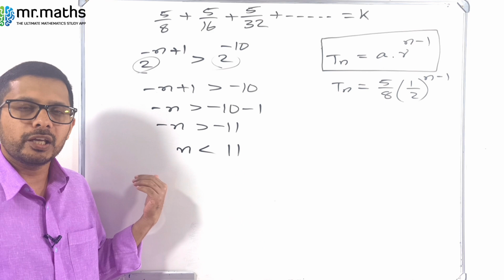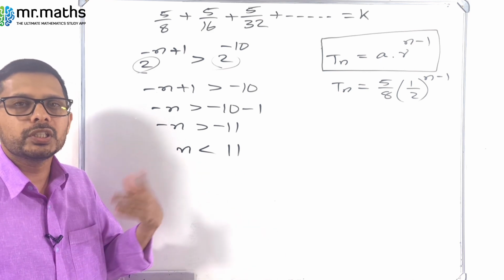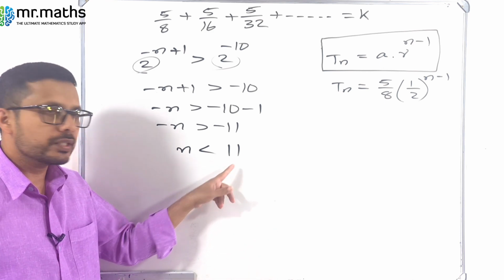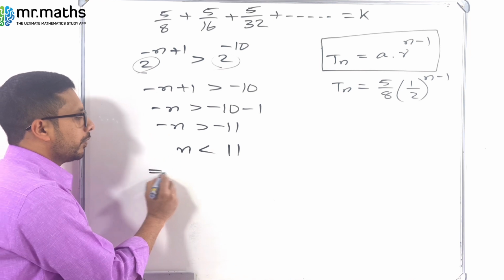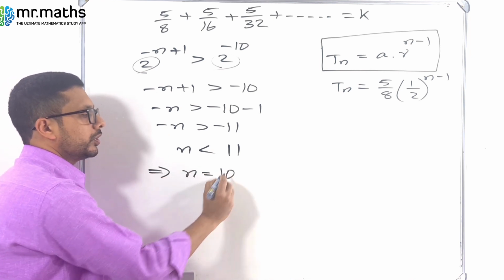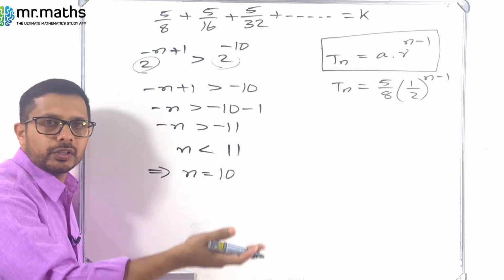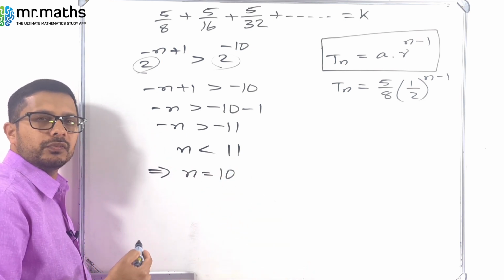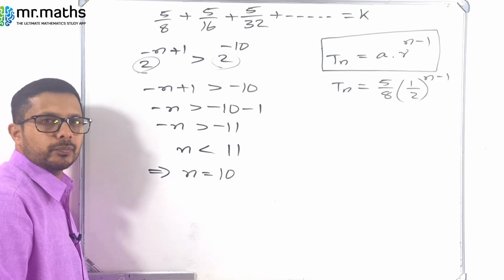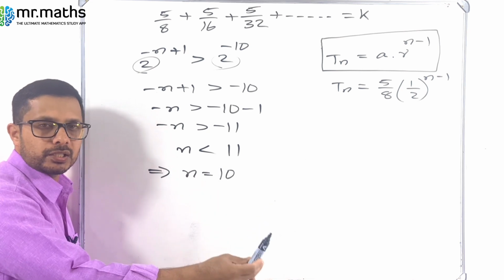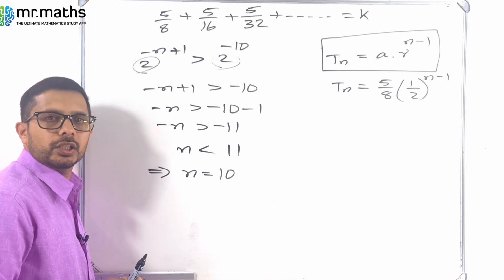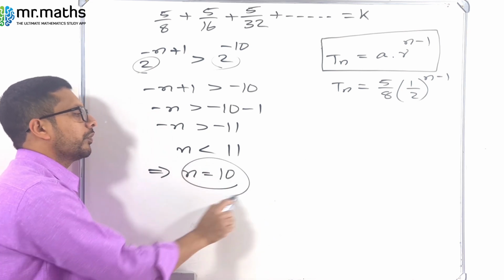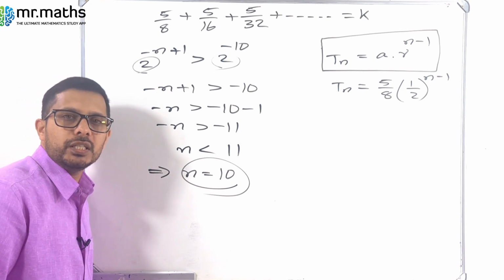N means number of terms. Which term is that? N is less than 11 means what is the maximum value? N is equal to 10. 10th term, 11th term. Here we are saying less than 11. That means which term is that? 10th term. After the 10th term it's the 11th term. Less than the 11th term means the 10th term. You understand? So the maximum value of n is 10.